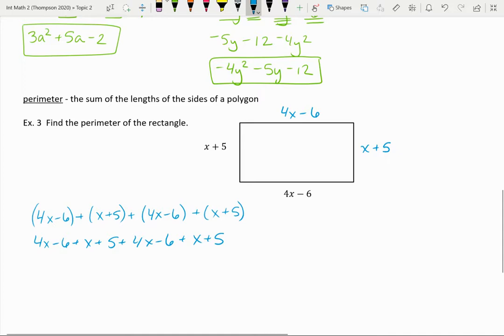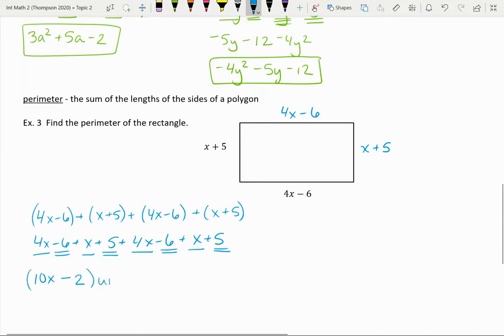Now I work to combine like terms. I have 4x, 1x, 4x, and 1x. 4 plus 1 plus 4 plus 1 gives me 10x. Minus 6 plus 5 minus 6 plus 5. You'll see that I always do this underlining thing. If you've got different colored pens or highlighters, you can also use that technique. I've seen that a lot. Whatever makes it easier for you. So minus 6 plus 5 is minus 1. Minus 6 plus 5 is another minus 1. So this is going to be a total of minus 2.